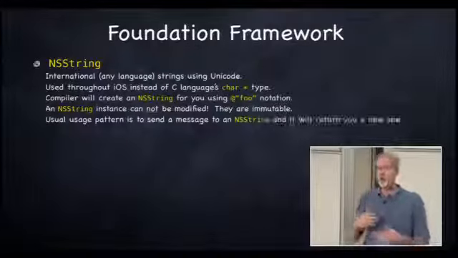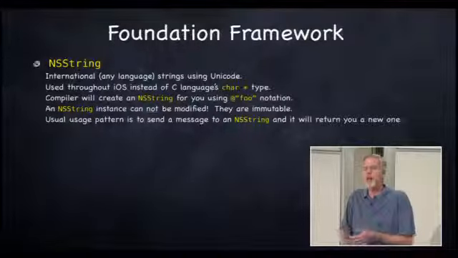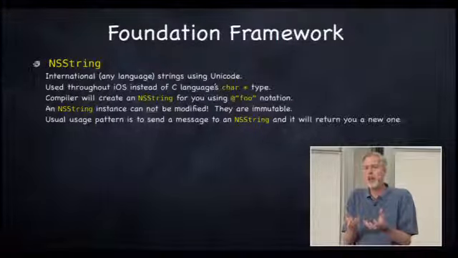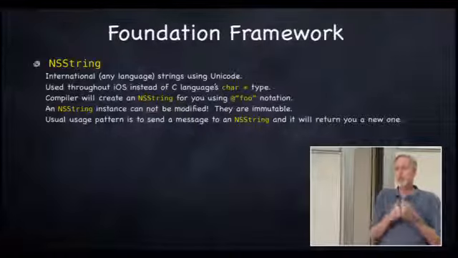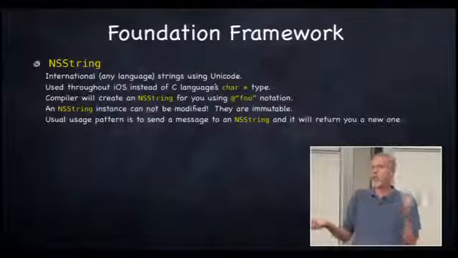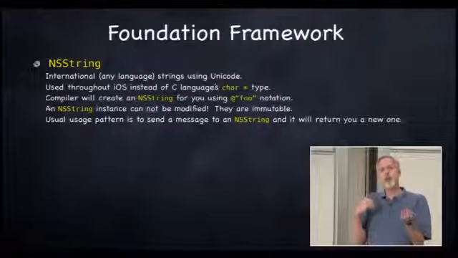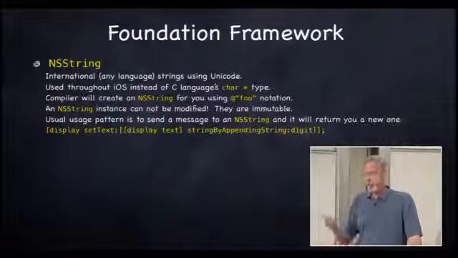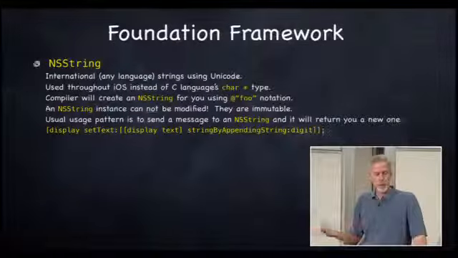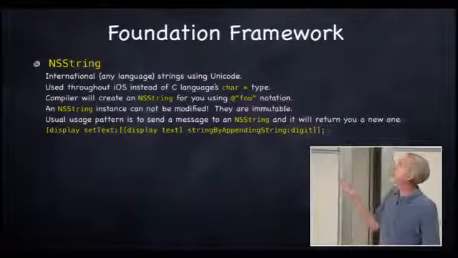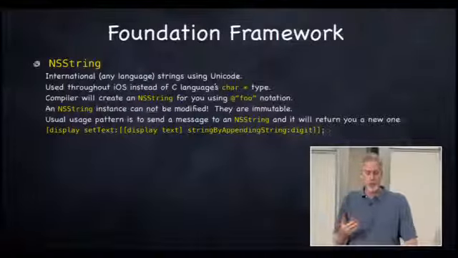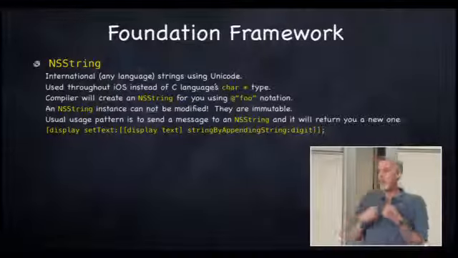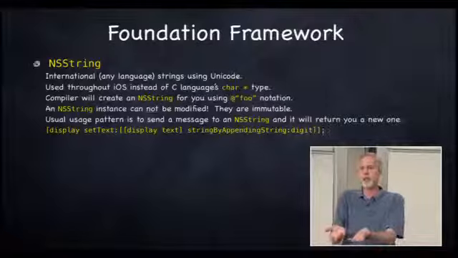Okay? So the usual pattern for using them then is you have an NSString that you want to modify, you send it a message to modify, and it sends you a new one. It returns a new string, okay, that is modified. You still have the old string, and it returns a new string that is modified in the way you're asking for. All right? So, for example, in our code from last week, we have displayText stringByAppendingString digit that actually takes the displayText, which was a string, appends that digit to it, and returns a new string, which we then set as the text in the display.